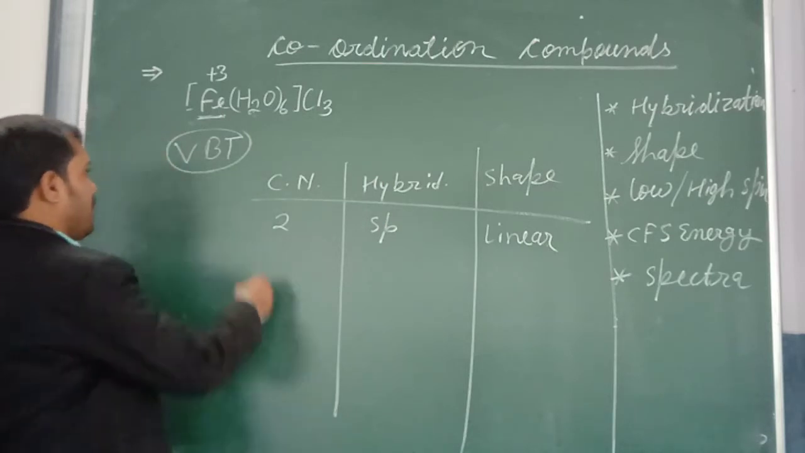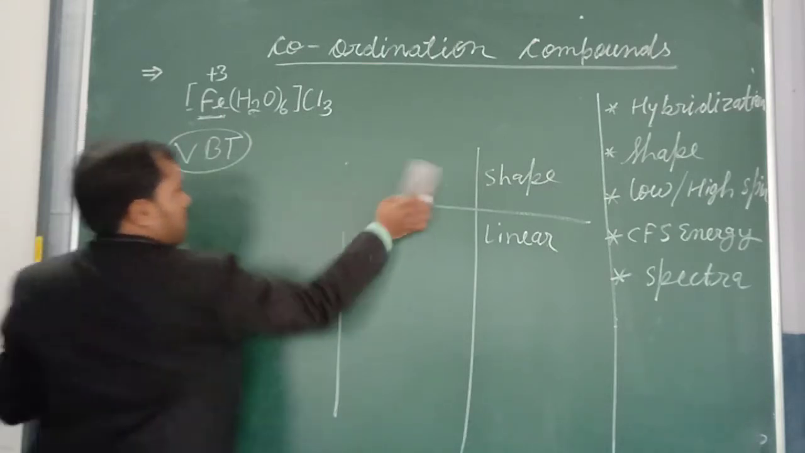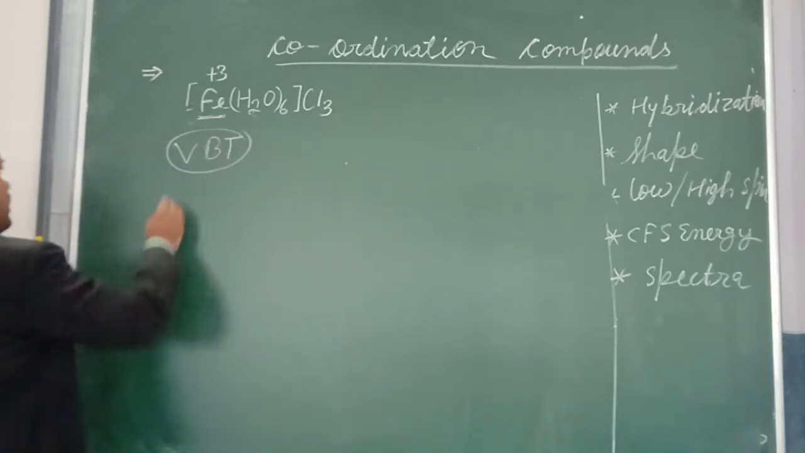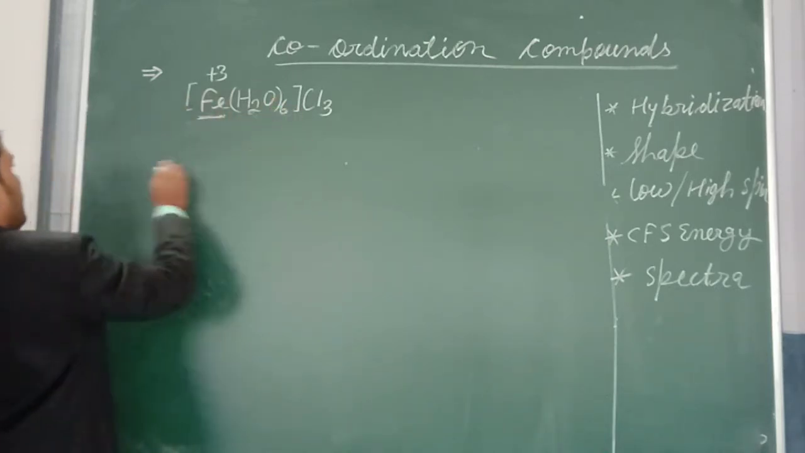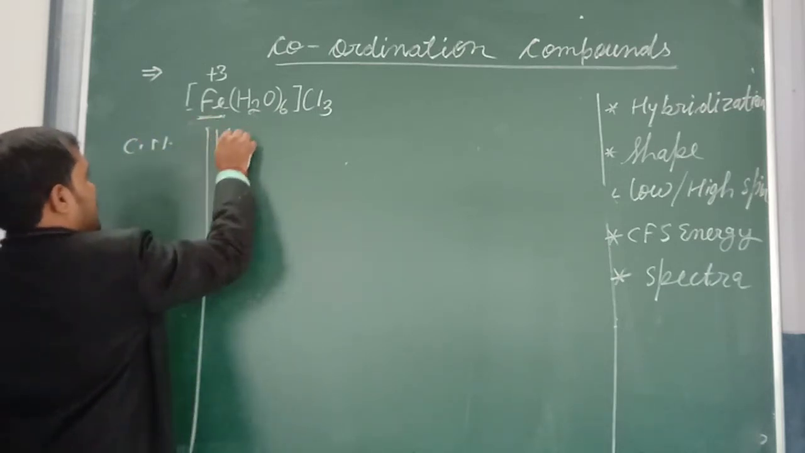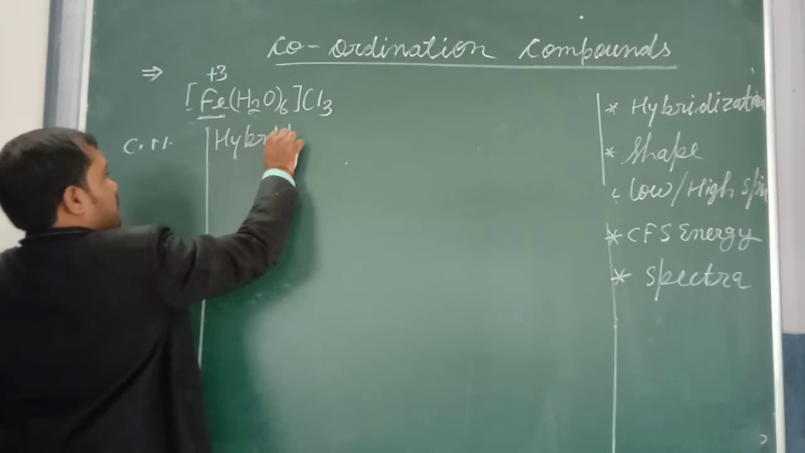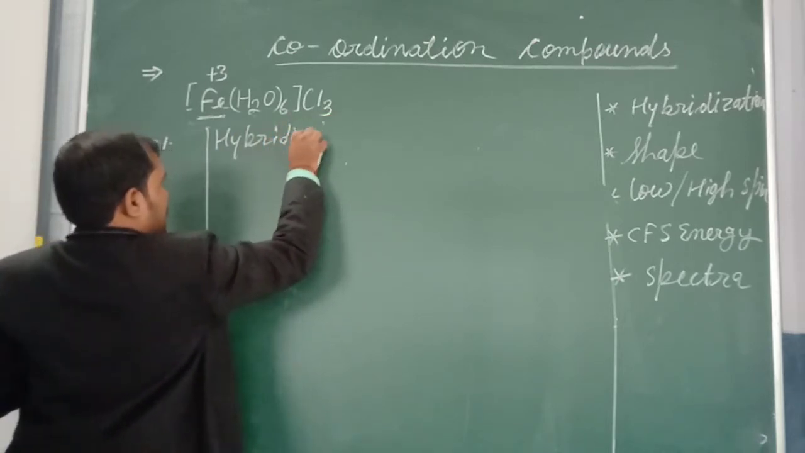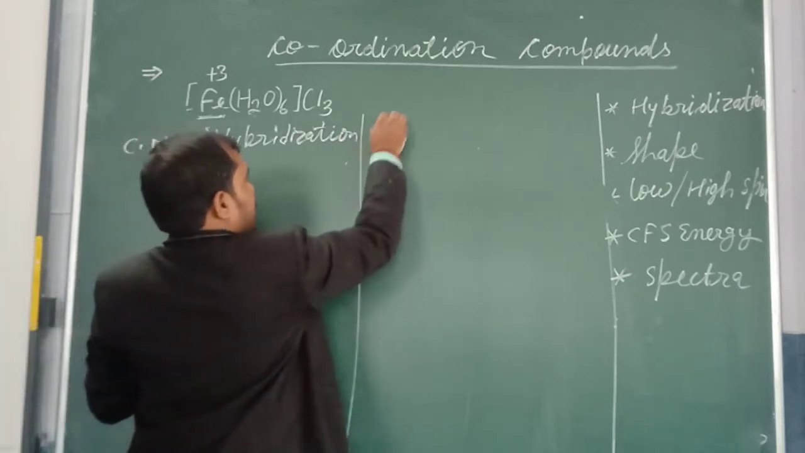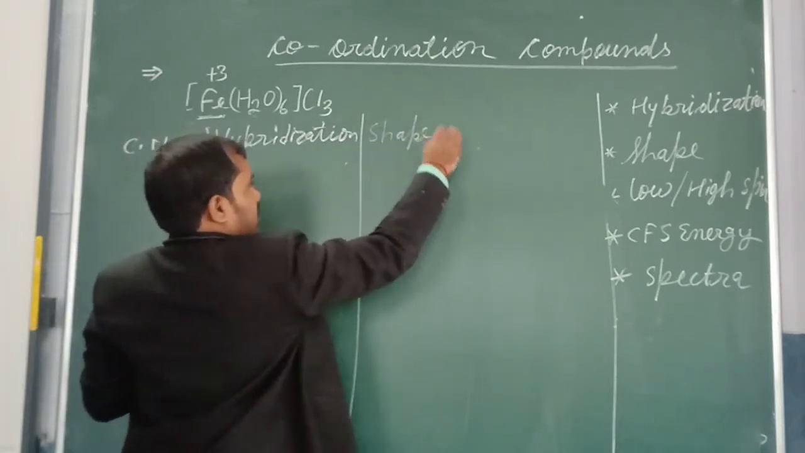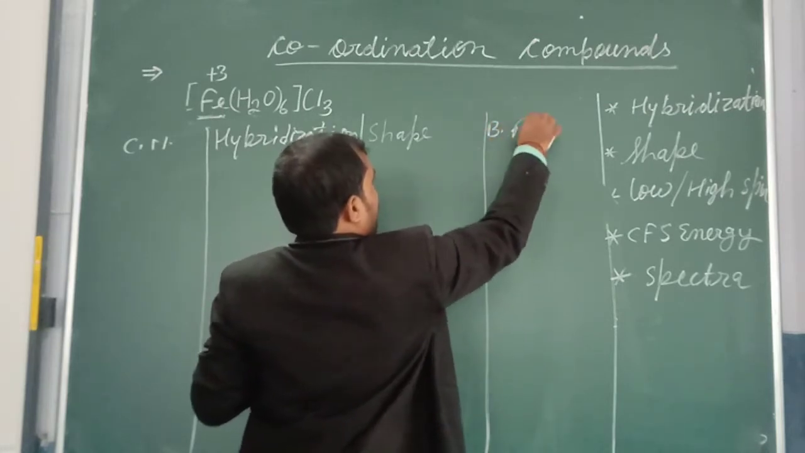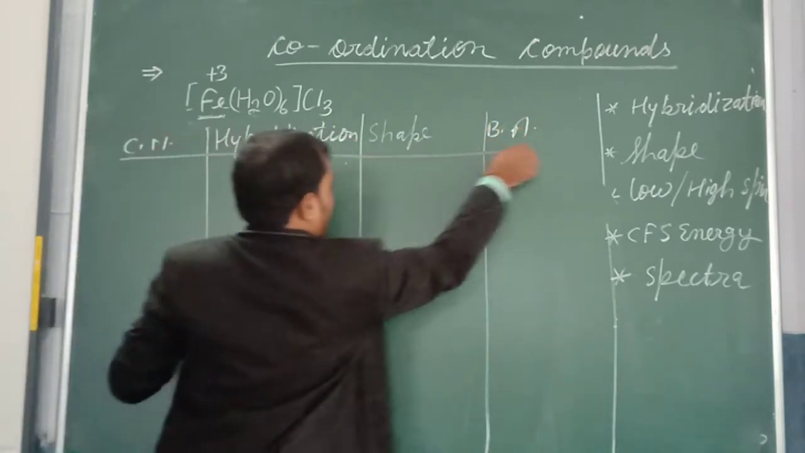Understood? Please wait. Everything I will give in one diagram here. According to Valence Bond Theory, for coordination number, we will tell the hybridization, then shape, then bond angle. Understood, my dear?